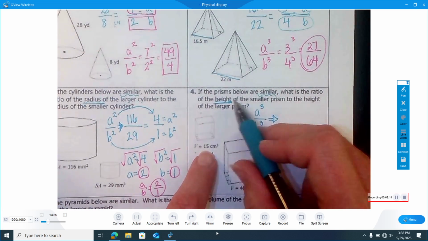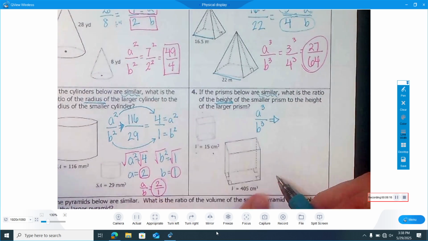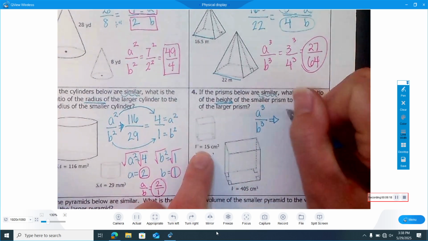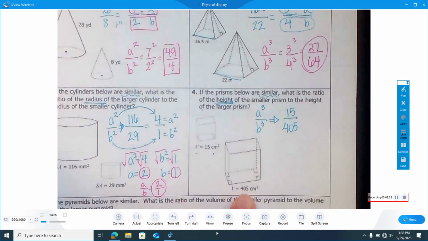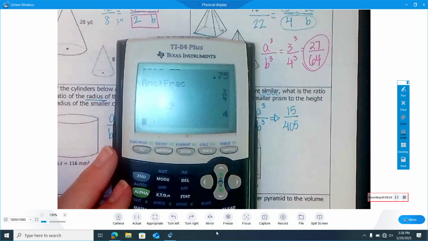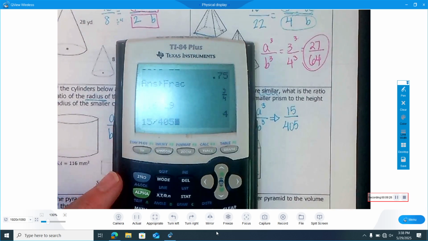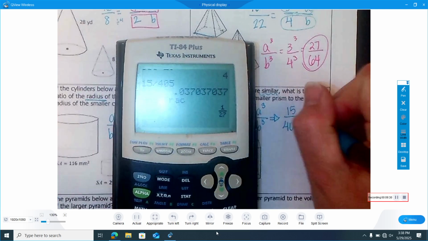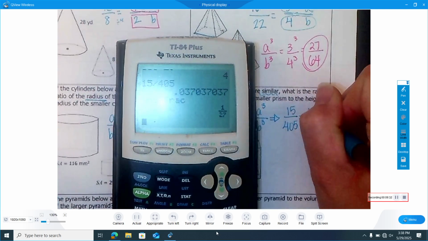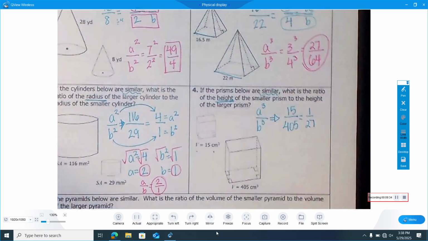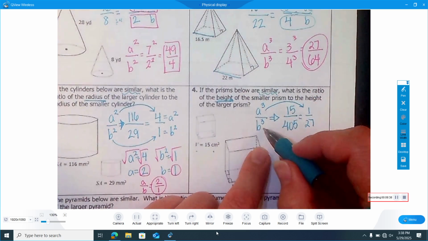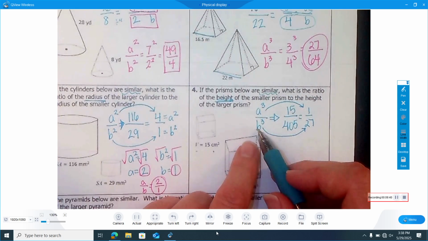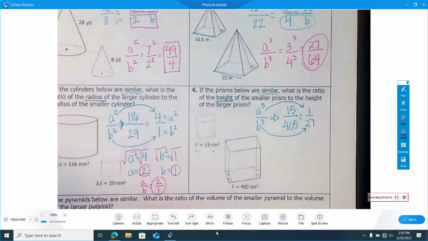And we want to go the ratio from the smaller to the larger. So smaller to larger, so smaller's on top. So this is going to be 15 over 405. And again, I don't know what that is. 15 over 405, math bracket. And so that cleans up to be 1 over 27. And again, that's telling us what A cubed is, and it's telling us that 27 is B cubed.